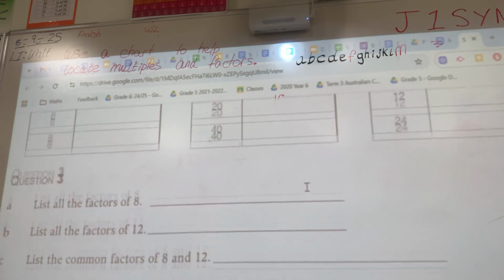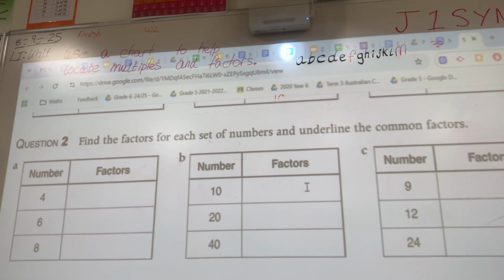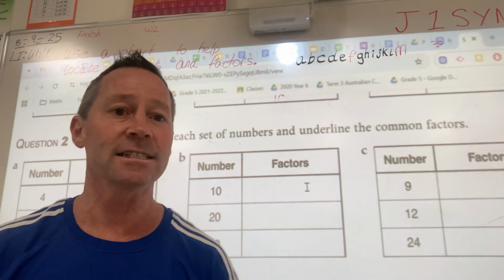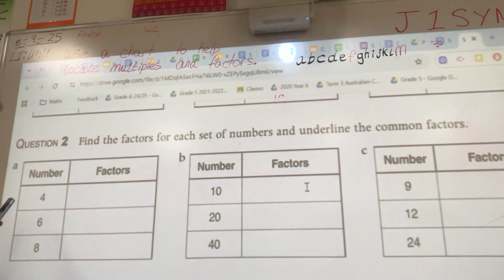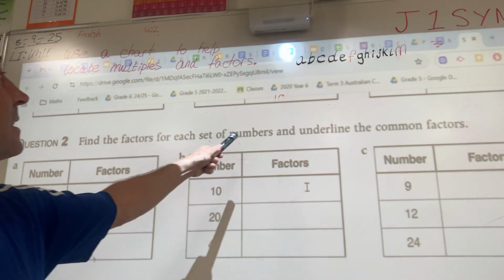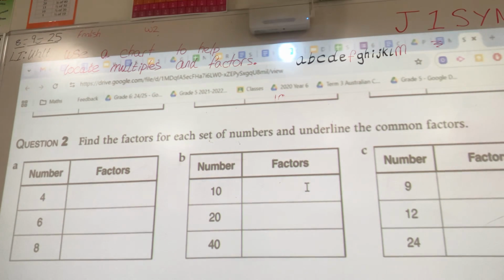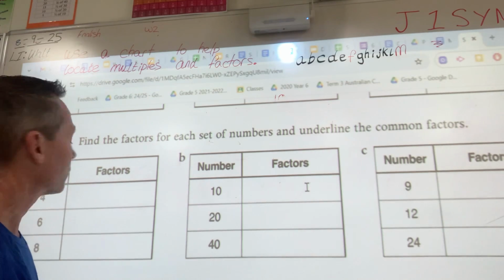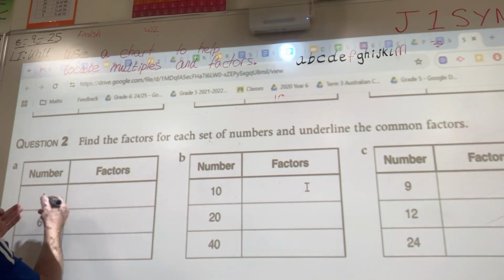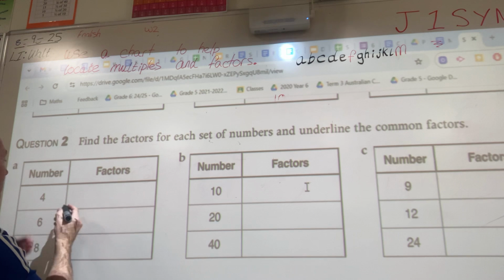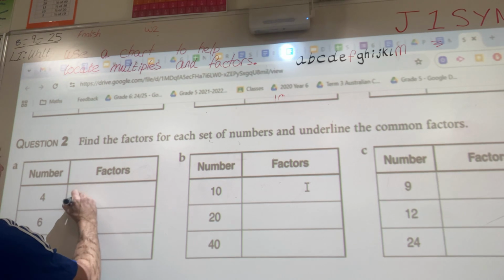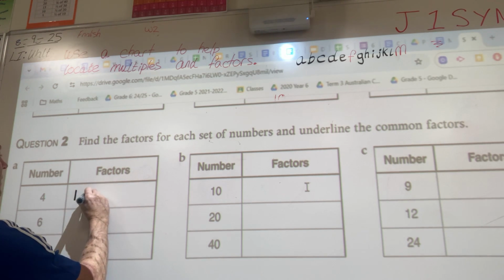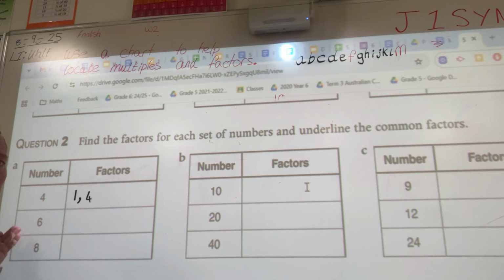If I come up here, then we've got the opposite to multiples, which are factors. So I'm just making sure we can see this. Find the factors of each set of numbers and underline the common factors. So we've got 4. Something times something will equal 4. The obvious one, and I'll get you to do this every single time, is 1 times itself. So the factors of 4 would be 1 and 4. That would be correct.